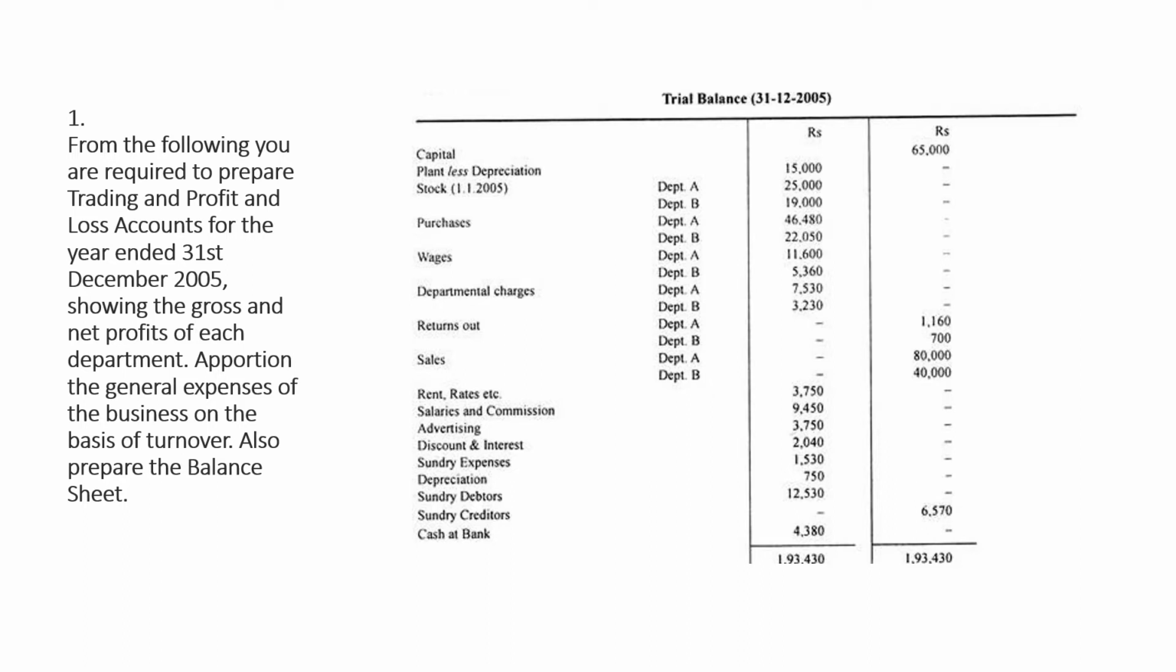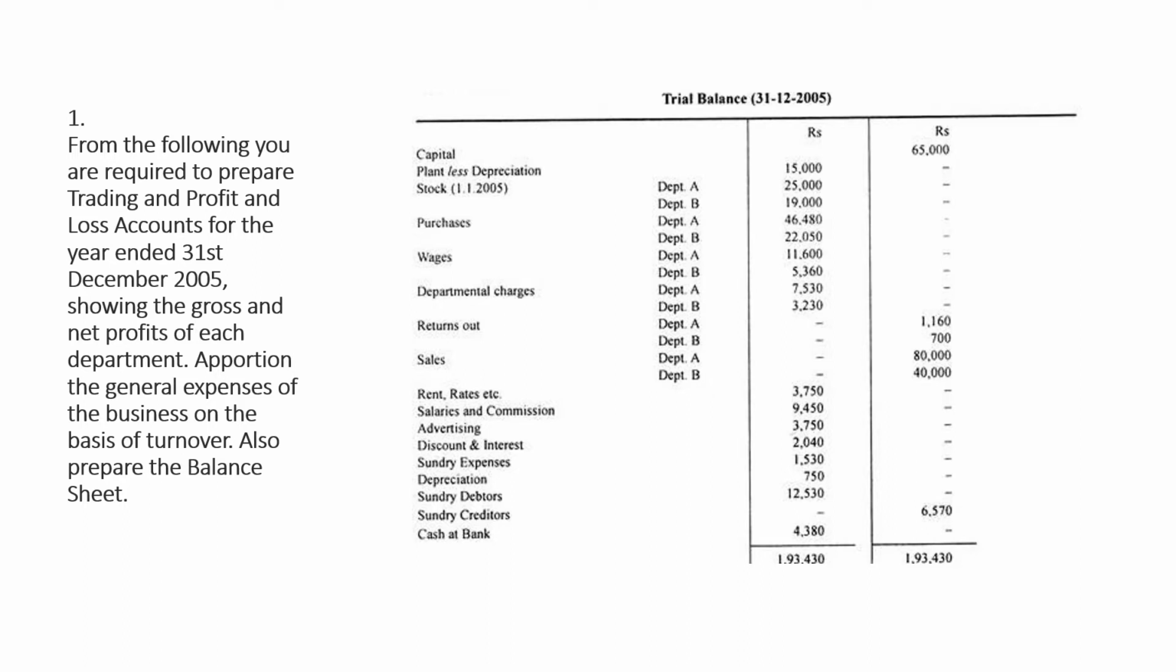Now sales, departments A and B, 80,000 and 40,000. Sales returns: you will deduct these 1,160 and 700 from the sales of the corresponding departments, then mention net sales in the external column. Next, you will come to know the gross profit or loss, then that gross profit or loss will be brought down to calculate the net profit or loss.